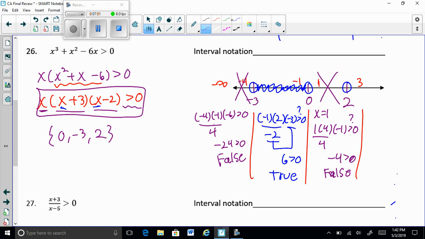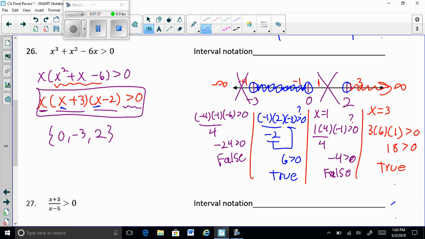So that cancels out, or that doesn't cancel out. We just don't want to include it, so I just cross it out. Okay. Last one to test, we'll do x equals 3. If we plug in a 3, you're going to get 3 times 6 and then times 1. Is that greater than 0? Yes, a bunch of positive numbers multiplied together is going to stay positive. And so true. So that shades from 2 to infinity.